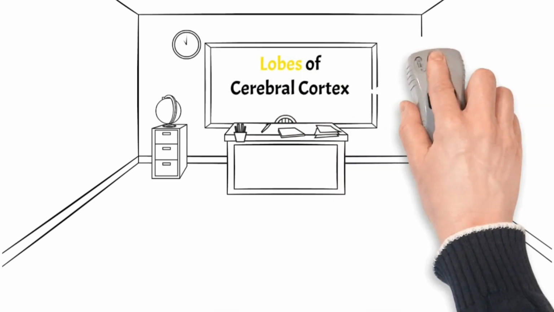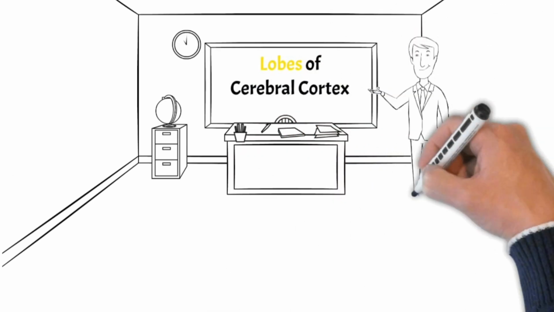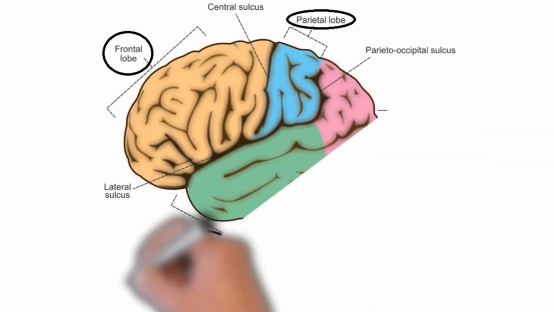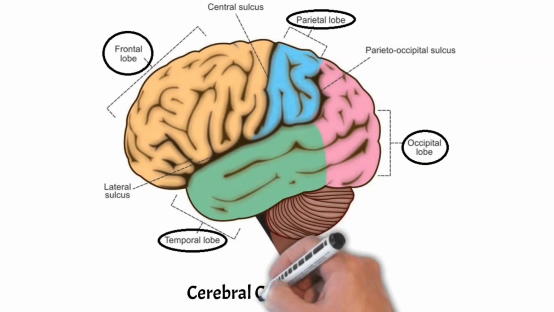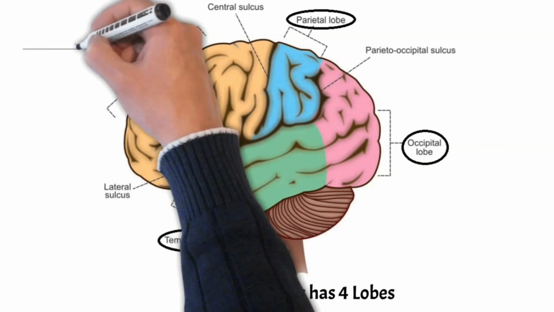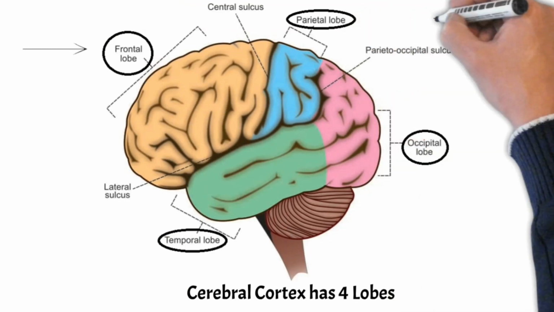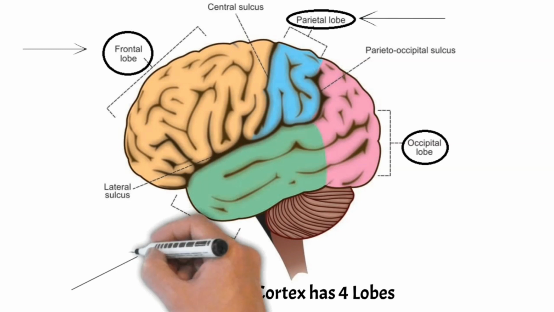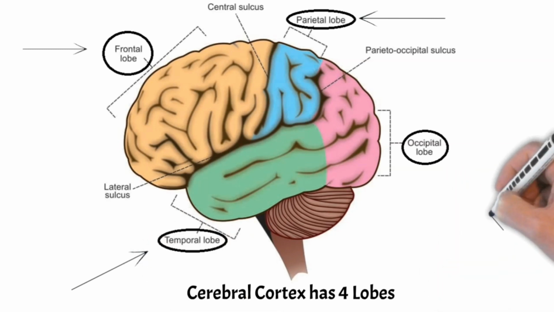Now we will learn the lobes of the cerebral cortex. So the cerebral cortex has 4 lobes. This is the frontal lobe, this is parietal lobe, this one is temporal lobe, and this is occipital lobe.